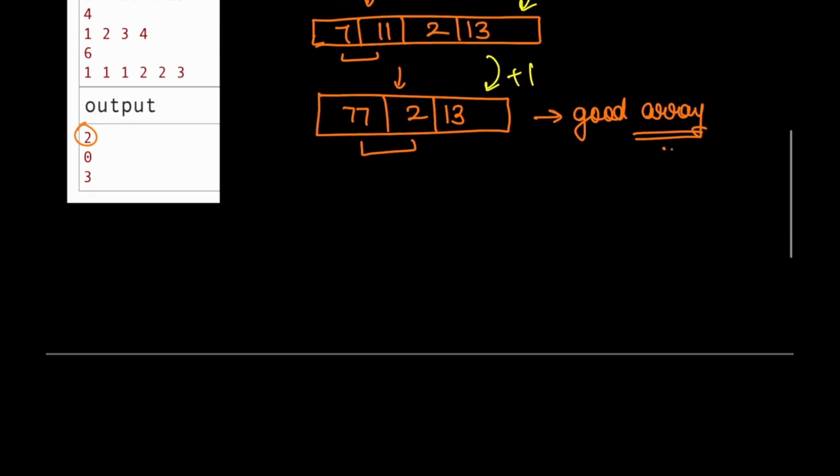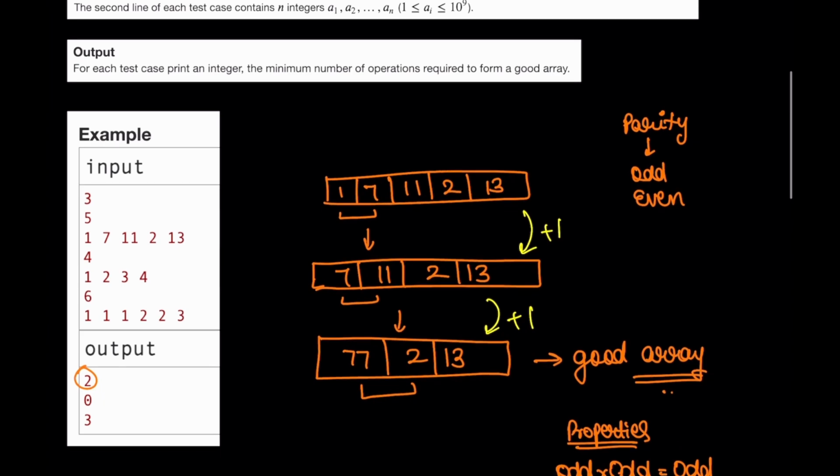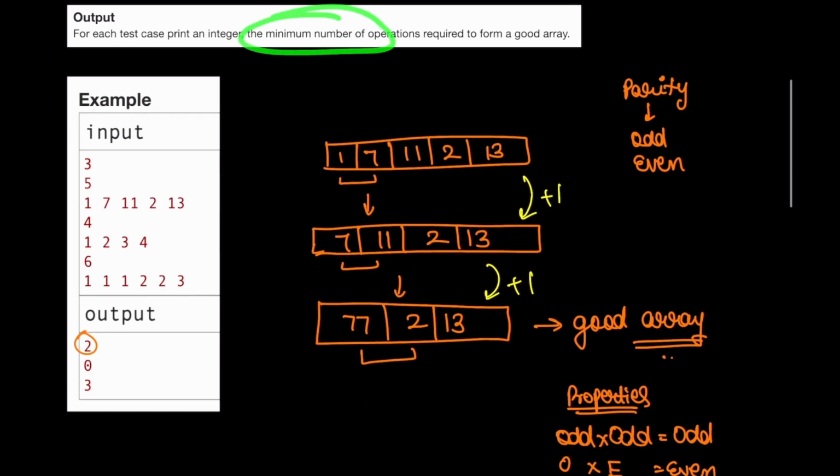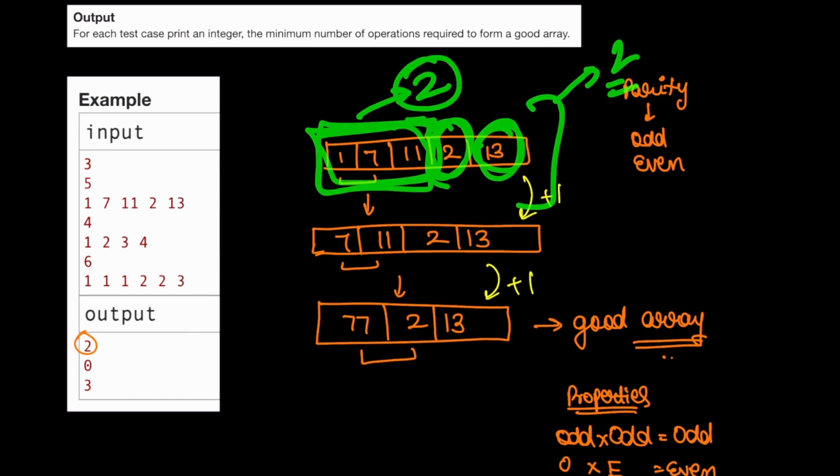So let's see some properties. If we got odd elements and we multiply them with odd, we'll always get an odd element. But if we have an odd and we multiply it with even, then we'll get an even element, and even with even is obviously even. So since we need the minimum number of operations, we will group all the numbers with the same parities. Like this is one group, this is one group, and this is one group. So in order to group these, we'll require 2 operations. So this is already one group and this is already one group. So the number of operations were 2.